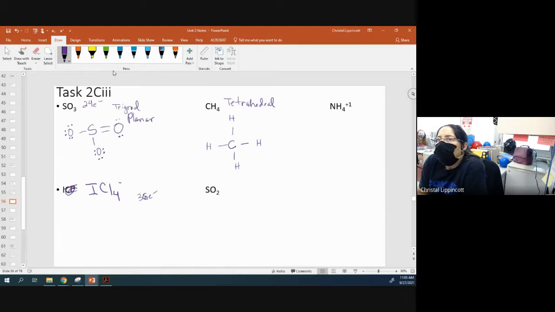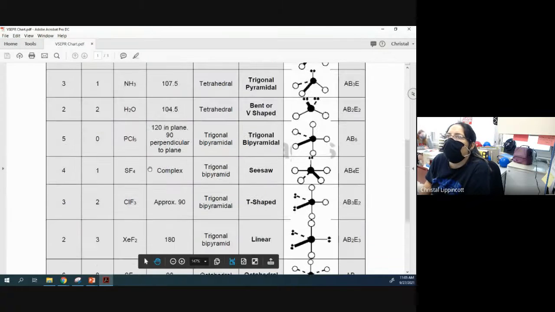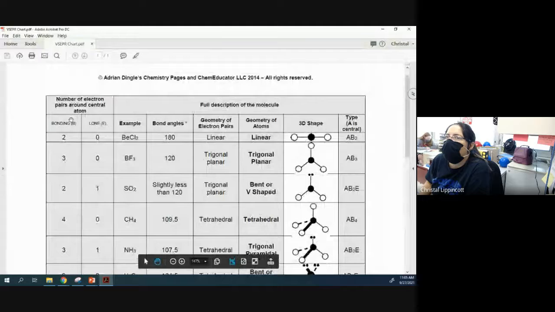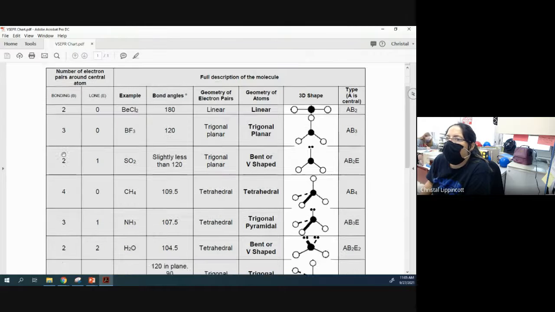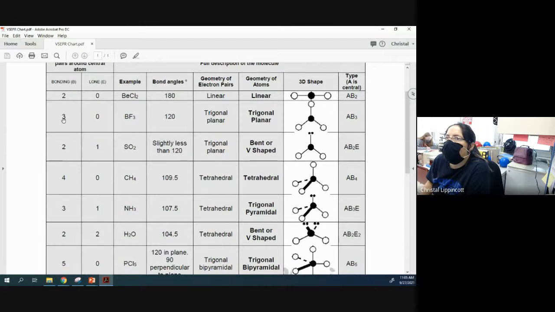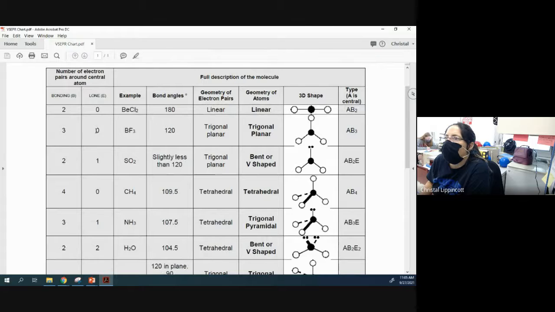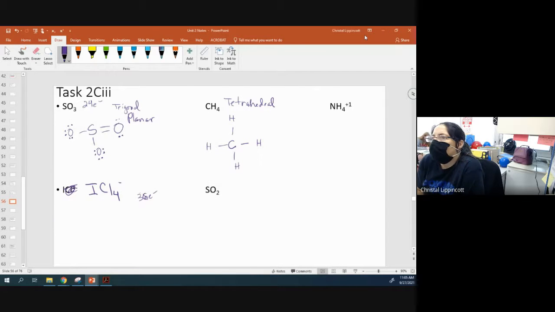Because it has 4 bonds, right? But it's only got 3 atoms coming off. So it doesn't go by bonds, it's going to go by atoms. It's bonding atoms connected to that central atom. It had 3 bonding atoms and no lone pairs, so it's trigonal planar. Good clarifying question. Keep them coming.